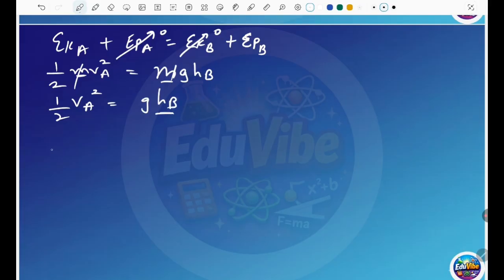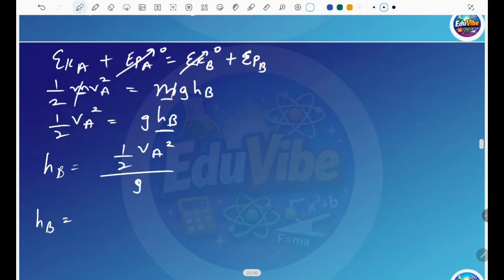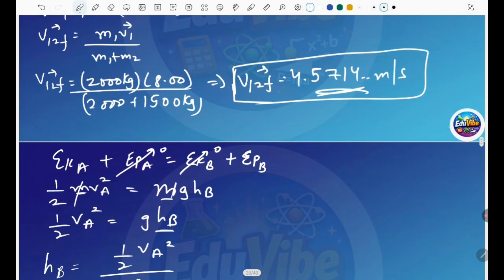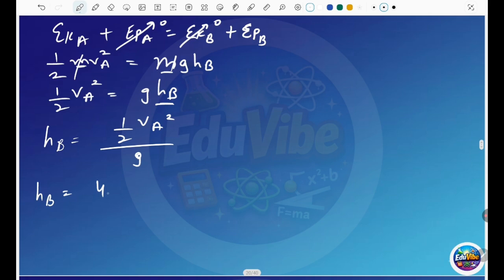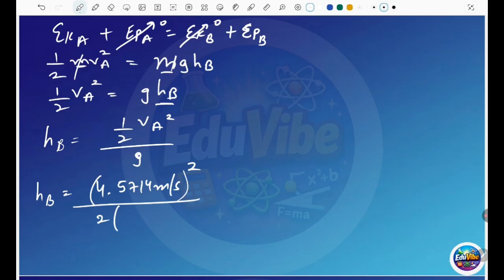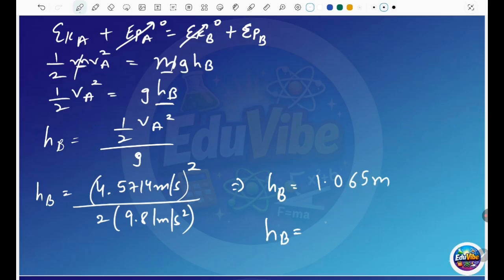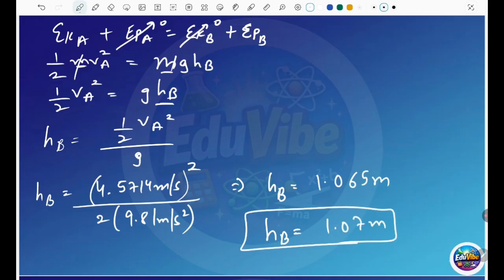We have to find the maximum height, so hB equals half vA squared divided by g. Here vA is our combined velocity, which we calculated: 4.5714 meters per second, squared, with the 2 going down, and g is 9.8 meters per second squared. When you calculate, you get hB about 1.065 meters, which to 3 significant figures is 1.07 meters.